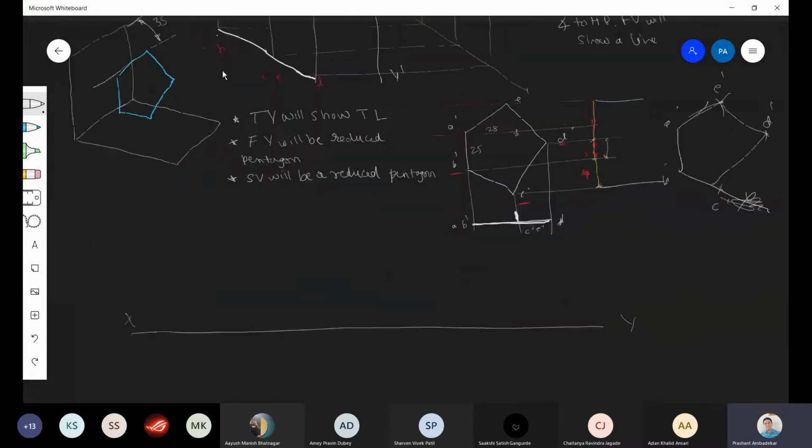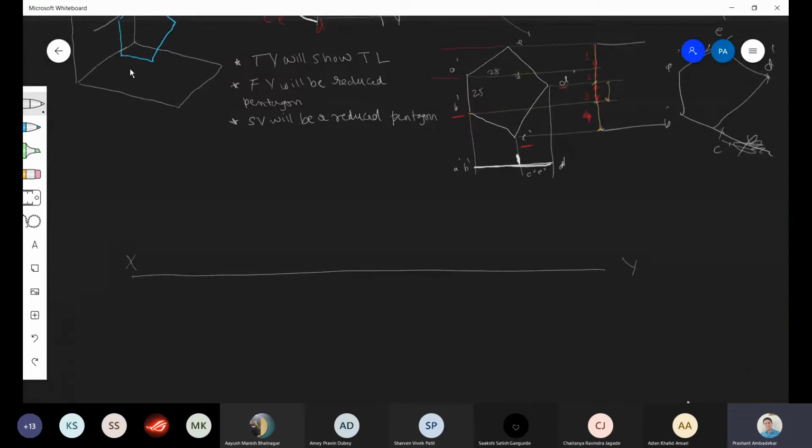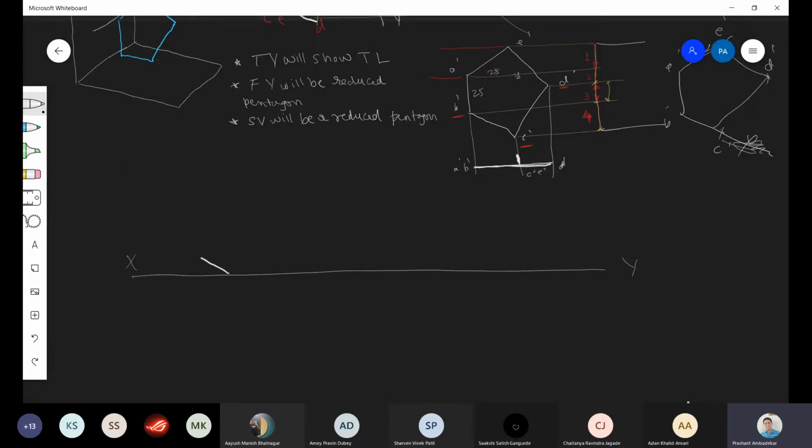So we'll draw the same thing here. See how we will draw. We'll draw it like this. Starting from this point, we can draw a pentagon. Now all of you know how to draw a pentagon, and we'll draw a pentagon like this.